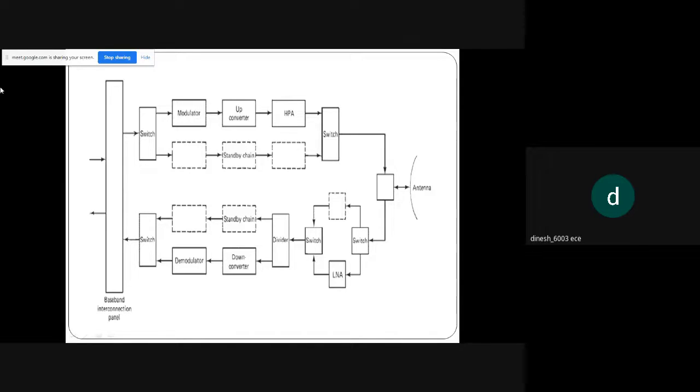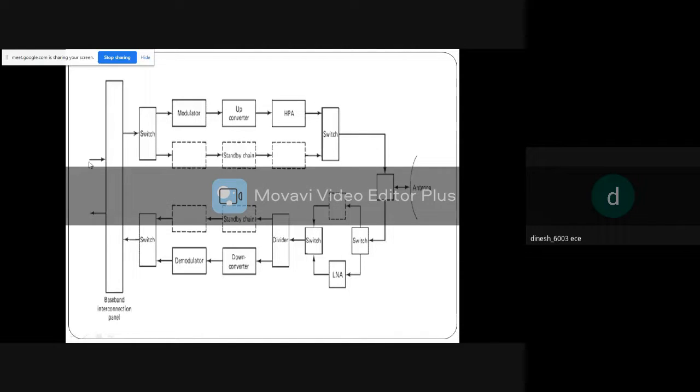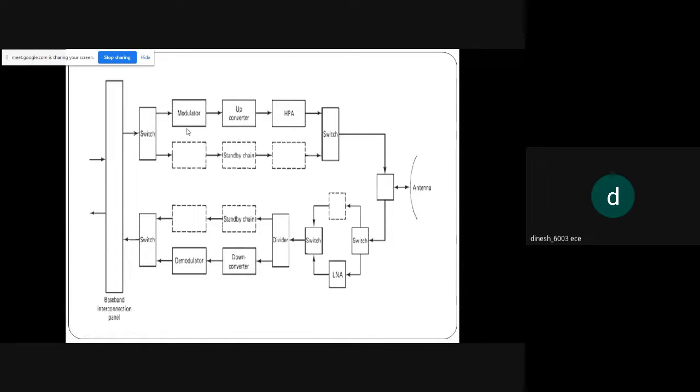And at the top, we have the transmitting part. Signals are fed to the baseband interconnection panel, then given to the switch, which is given to the modulator for modulating your signals by using any of the modulation techniques depending upon the service. Then we have the up conversion. Then it is given to the HPA, high power amplification.